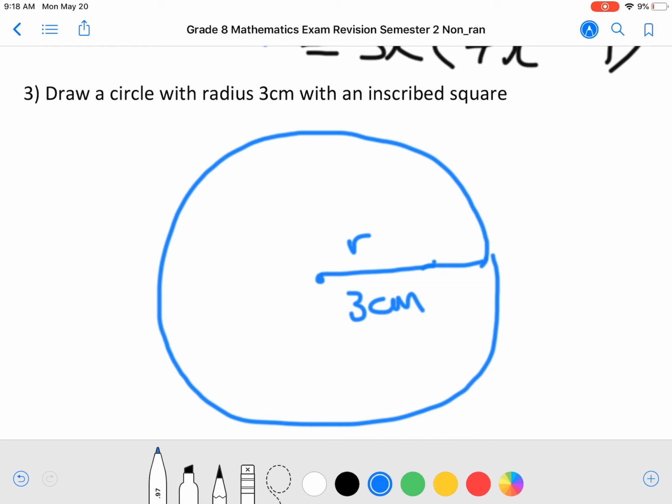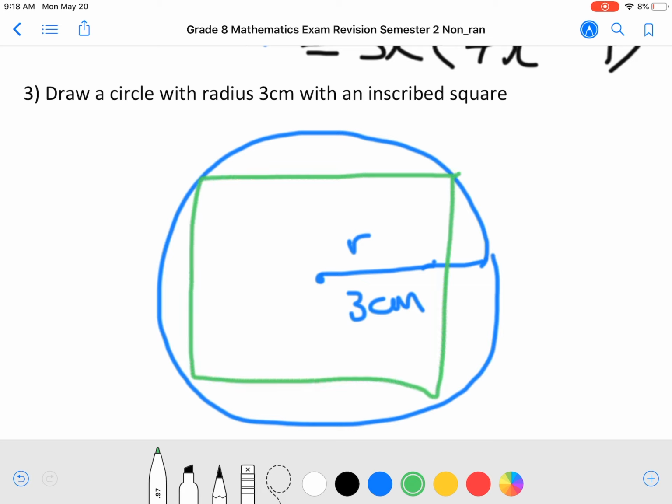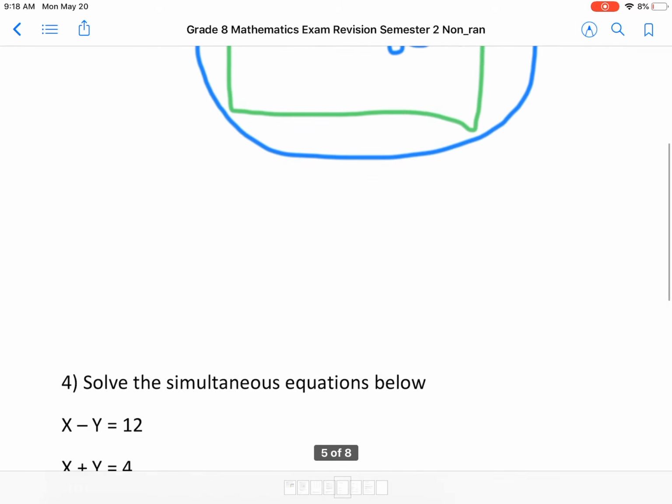Draw a circle with a radius of 3 and an inscribed square. So that means you need to draw a square on the inside. Try and be as accurate as possible. And that is what I want for question number 3.